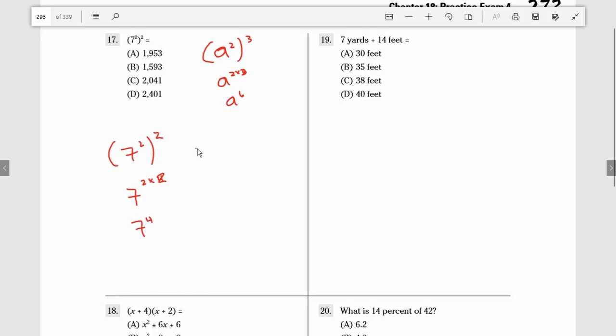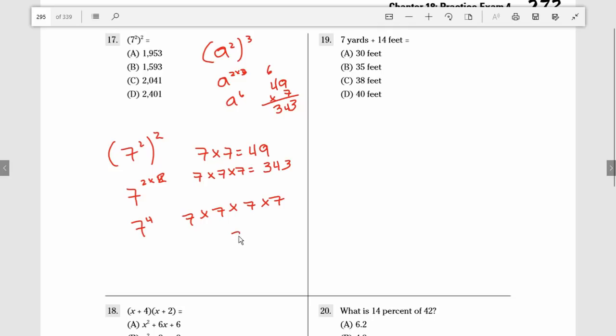Okay, so again, 7 times 7 is 49. 7 times 7 times 7 would be 49 times 7. 9 times 7, of course, is 63. Carry our 6. 7 times 4 is 28, 29, 30, 31, 32, 33, 34. So this is 343, to get 7 times 7 times 7 times 7, which is 7 to the 4th.